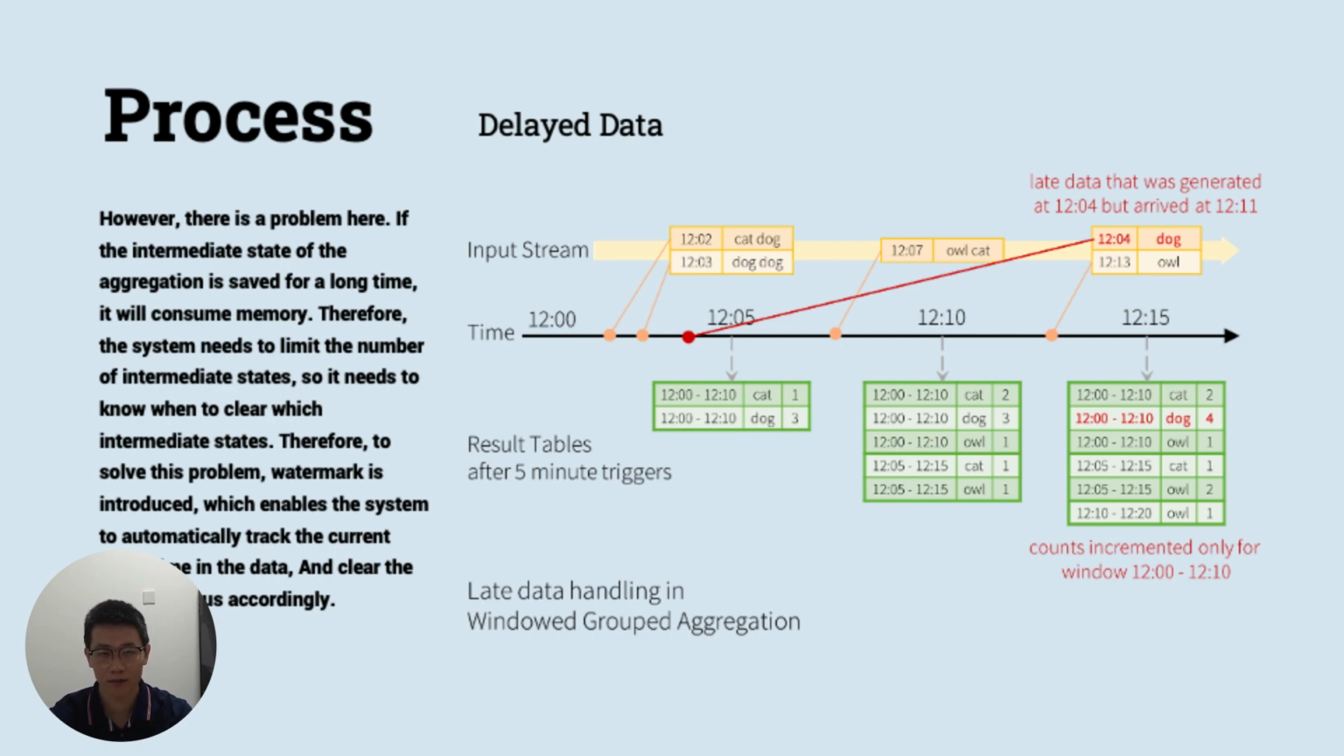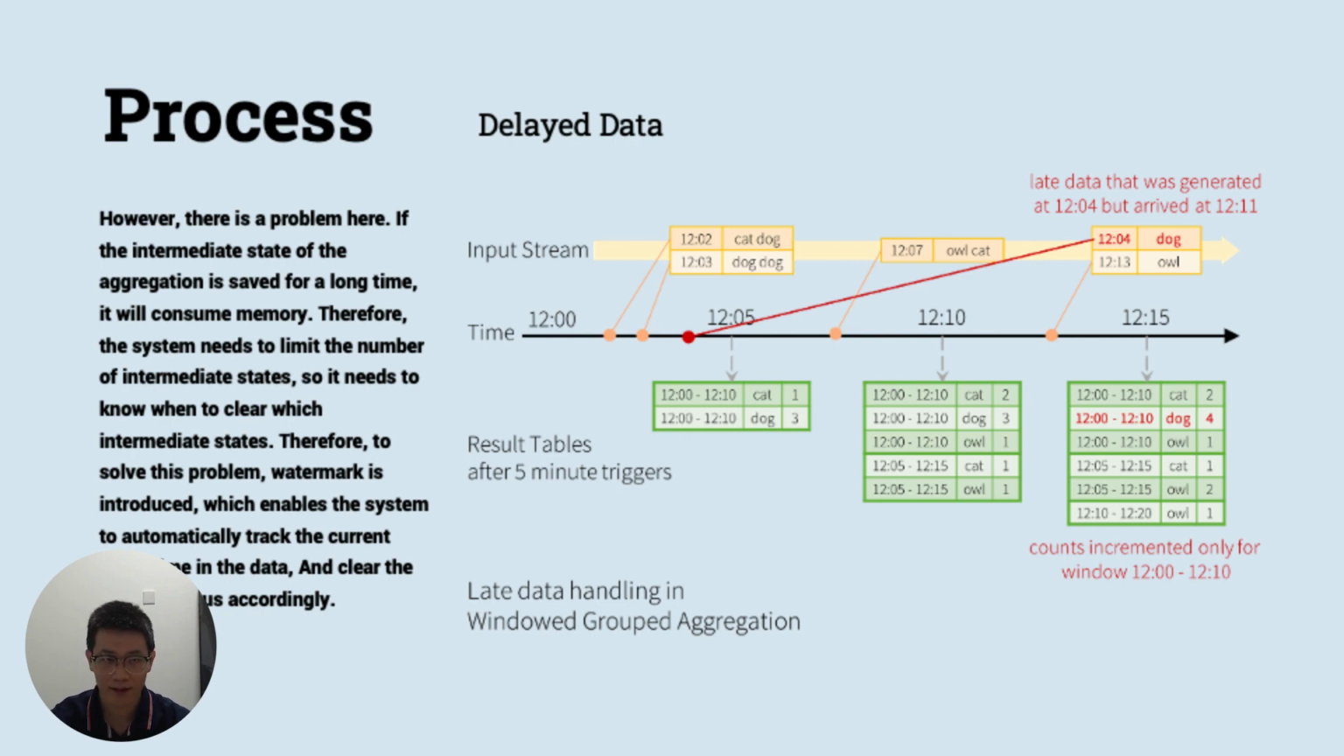After the first cycle at 12:05, the records from 12:02 and 12:03 are within the window of 12:00 to 12:10. The word cat has a count of 1, and the dog remains the same. When the next cycle happens at 12:10, the word owl appears in a different record. The window 12:05 to 12:15 is a new window, and the counts are updated accordingly. At 12:15, the record from 12:04 is processed.